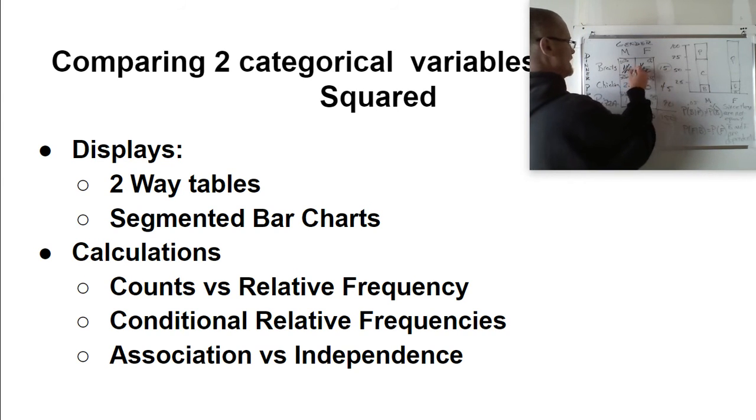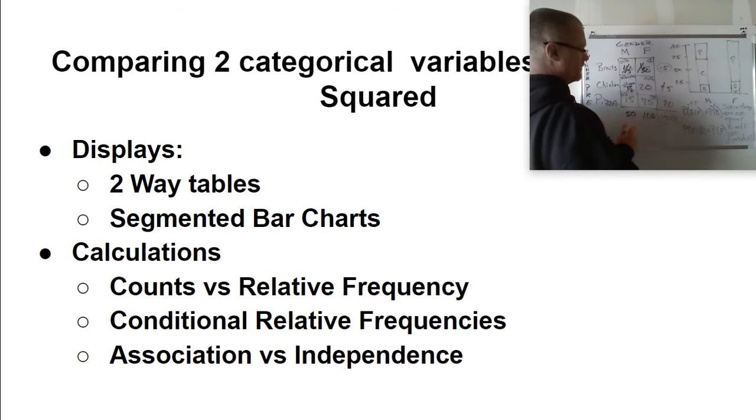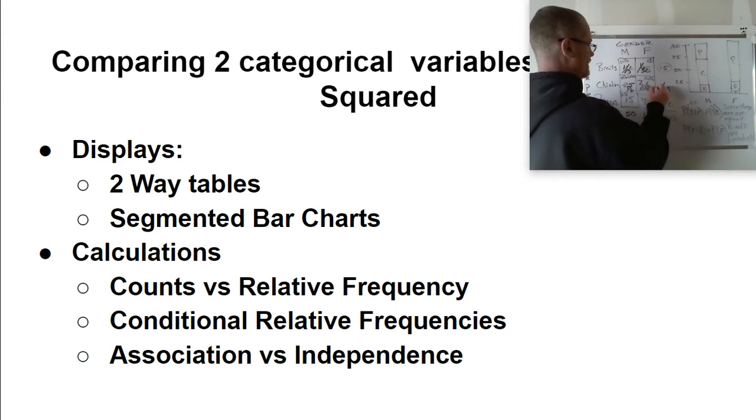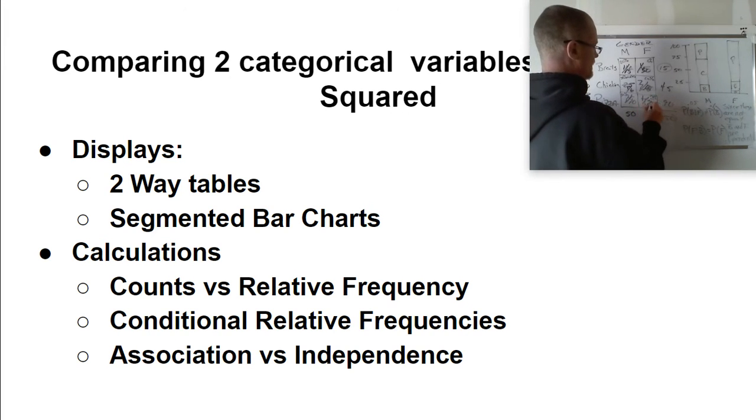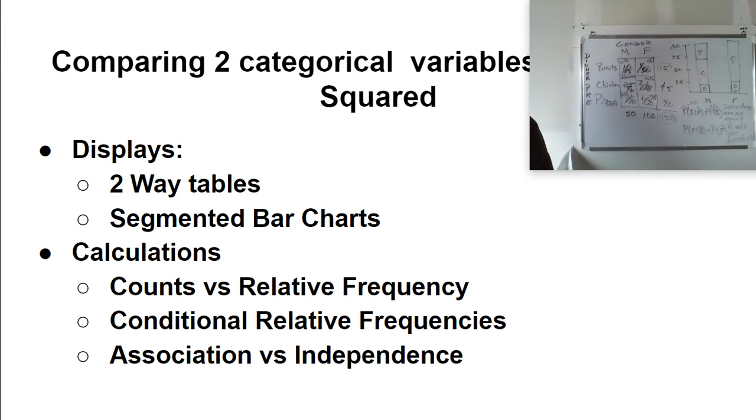1 out of 15. This is going to be 25 out of 150, which is going to be 1 out of 6. This is 20 out of 150. It's going to be 2 out of 15. This is going to be 1/10. And this is going to be 75 out of 150. That's 1/2. So those are your relative frequencies in that situation.